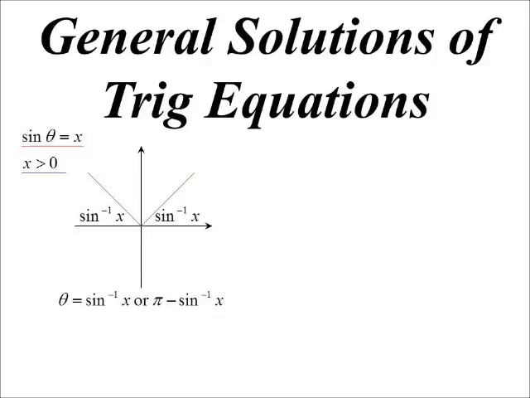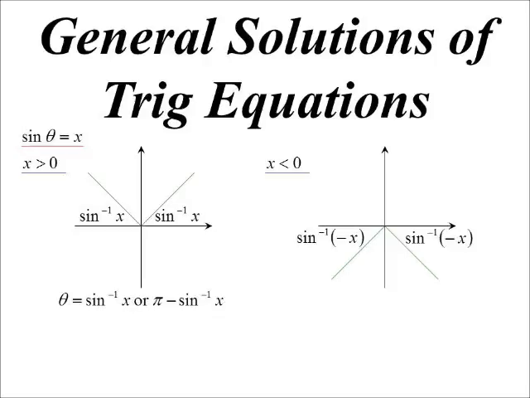Okay, but what if it's negative? If it's negative, the acute angle now is not going to be the inverse sine of x. It's going to be the inverse sine of negative x, because x is a negative number, and to find the acute angle, I need a positive number. So in the third quadrant, that acute angle would be the inverse sine of negative x. Same as in the fourth quadrant. So my two possibilities now are pi plus the inverse sine of negative x, or 2 pi minus the inverse sine of negative x.